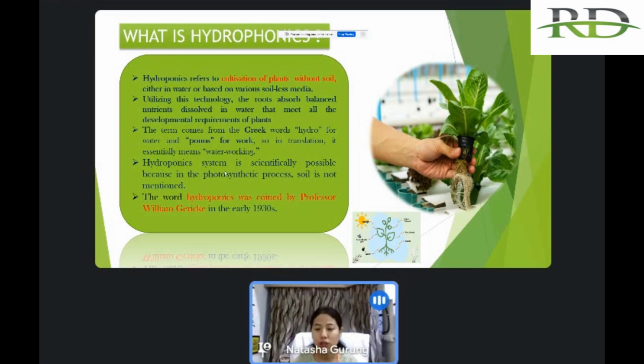Hydroponics is scientifically possible because in photosynthesis it is nowhere mentioned that soil is required, right? If you look at the diagram, there is water. Plants need water, carbon dioxide, and sunlight to produce glucose, in the form of fruits or vegetables, which is also required for plant growth, and the plant gives out oxygen. Only these three substances are required for plant growth and development, which can be provided through hydroponics. The term hydroponics was coined by Professor William Gericke in the 1930s.